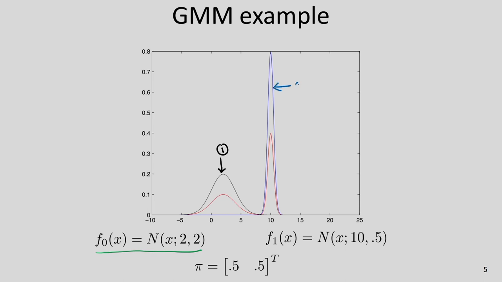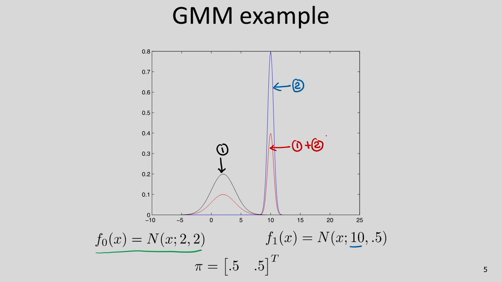So the second Gaussian is number 2 Gaussian, and that is represented by the Gaussian function f1(x). You can see the mean is 10 for this Gaussian. And the red one is actually the combination of these two. The red one is nothing but 1 plus 2.